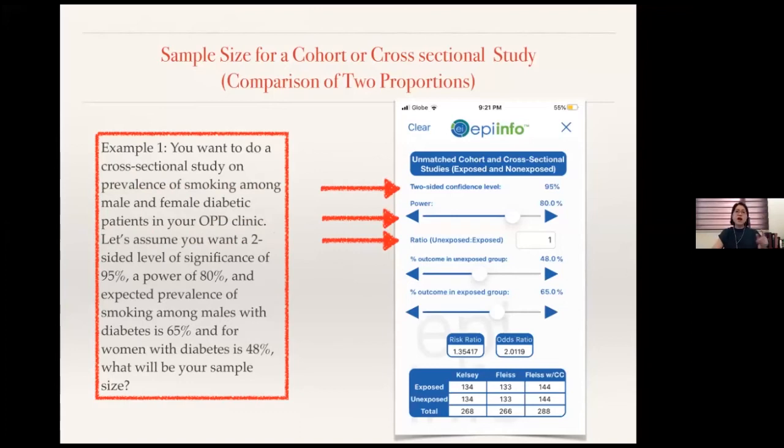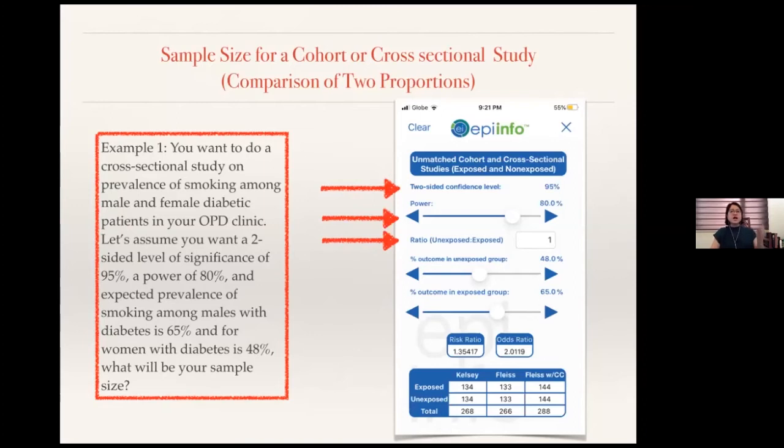Now, you have to listen carefully, okay? Because this is the part wherein a lot of my students get confused. When you say percent outcome in the unexposed group, in the context of our example, no, what is the outcome? The outcome that we're looking for is the smoking, di ba?